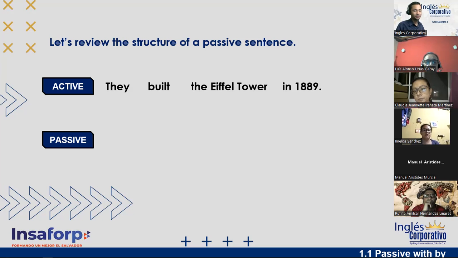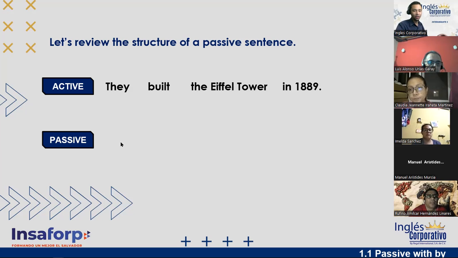In this example, the Eiffel Tower, they built by in 1989. Okay. All right, so we have a version of the passive sentence. Question is, do you agree with Luis here? Or does anybody have a different version? It was good, but there is a little problem. Who can help us? ¿Quién nos ayuda? Who can help us here? Was, le faltó el verbo. Okay, so yes. Manuel Aristides, okay.